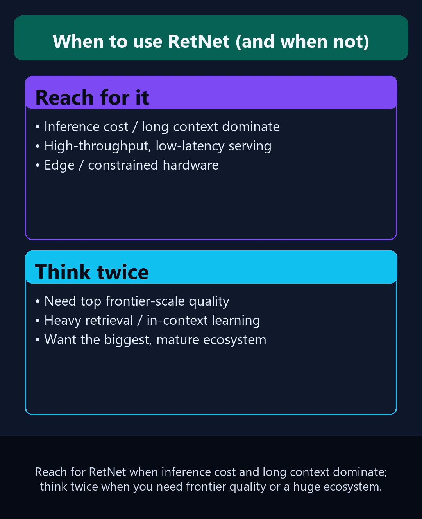So when should you reach for it, and when not? Reach for it when inference efficiency, long context, or high throughput serving dominate your costs, or when you deploy on constrained hardware. Think twice when you need the very best frontier-scale quality, heavy long-context retrieval, or strong in-context learning, where transformers still lead, and when you want the largest, most mature tooling and model ecosystem behind you.